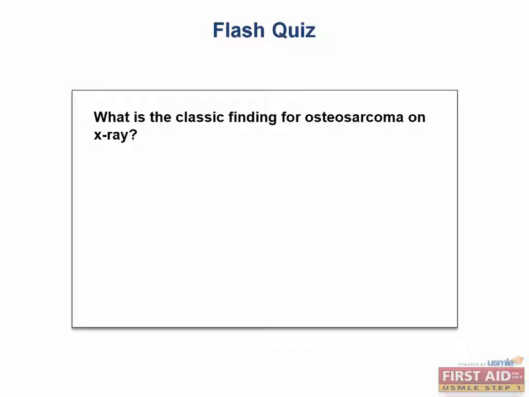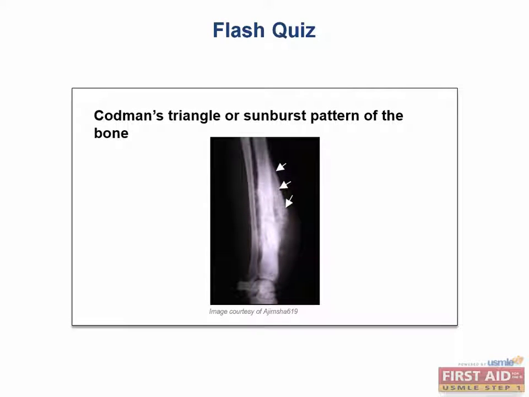Flash quiz time. What is the classic finding for osteosarcoma on X-ray? Codman's triangle, or sunburst pattern of the bone, which you can see here in the X-ray.